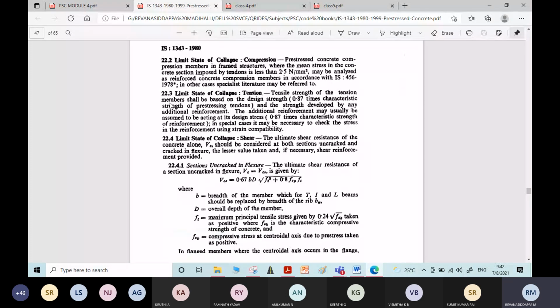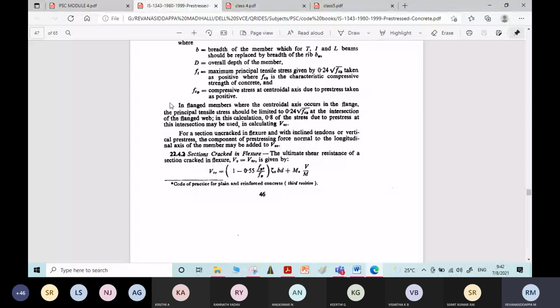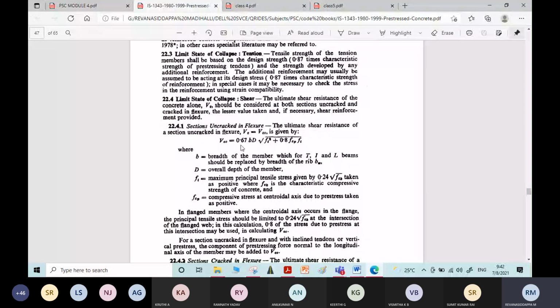Yes, here we have the formula. The ultimate shear resistance of a section uncracked in flexure, Vc0, is given by 0.67 b D root of ft squared plus 0.8 fcp ft, where b is the width of the member. If it is a flanged section, we need to take the width of the web, bw. And D is the overall depth of the member, and ft is the maximum principal stress.